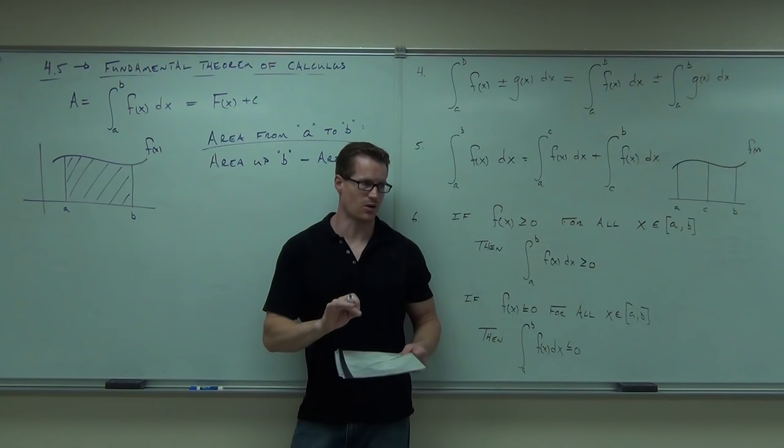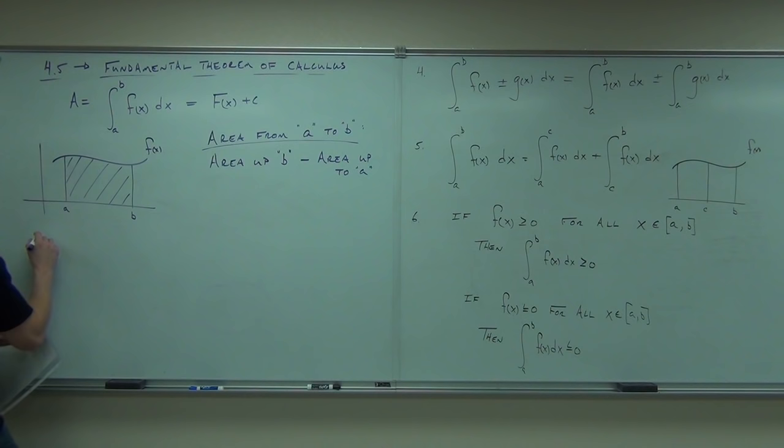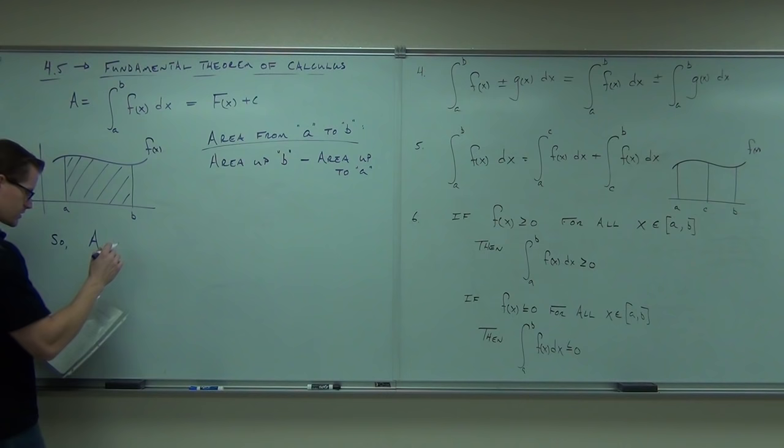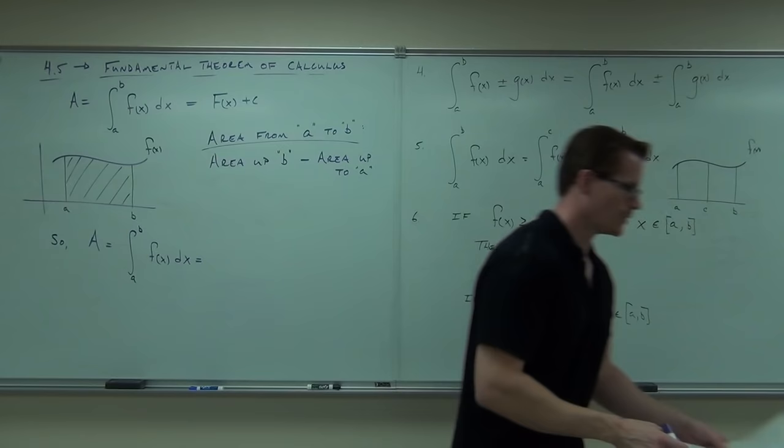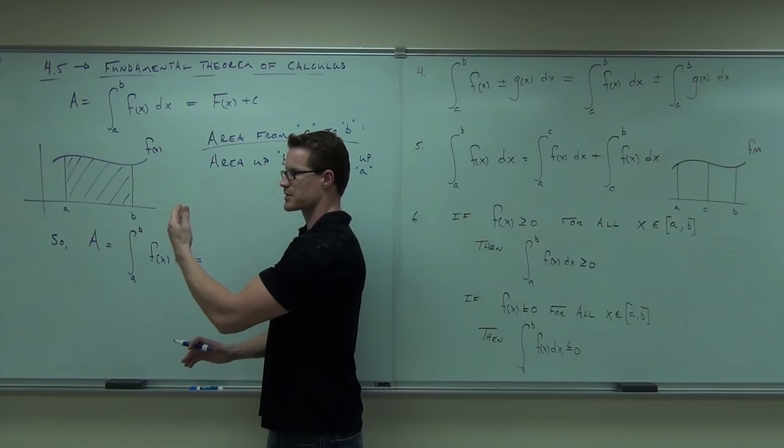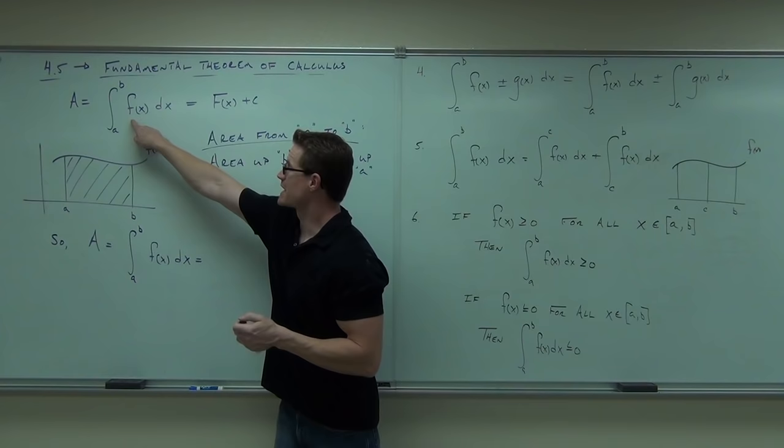So let's think of it. The area is, this is not changing, the area is this. What we're going to do is take the area up to B minus the area up to A. Now here's what you have to realize. What we're doing here is calculating the area function.